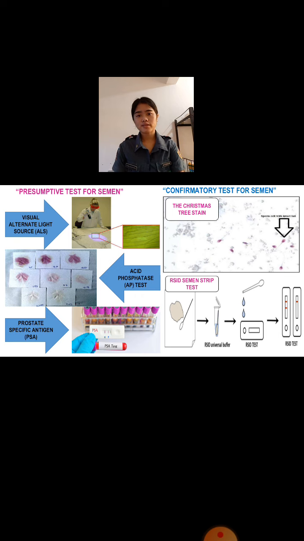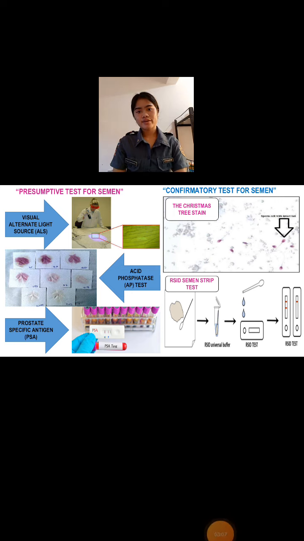In the presence of certain stain, acid phosphatase will produce a dark purple color in less than a minute. And last, the prostate specific antigen. It is also known as PSA or P30, and it can be detected in semen. PSA is produced in high amounts by the male prostate glands but can also be found in very small amounts in fecal matter and breast milk.